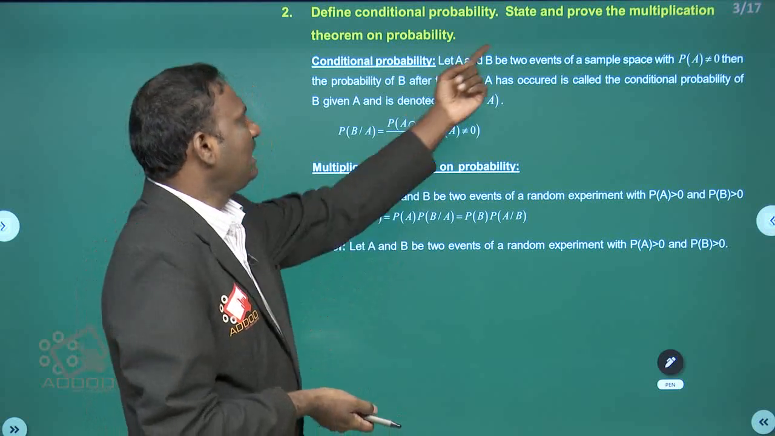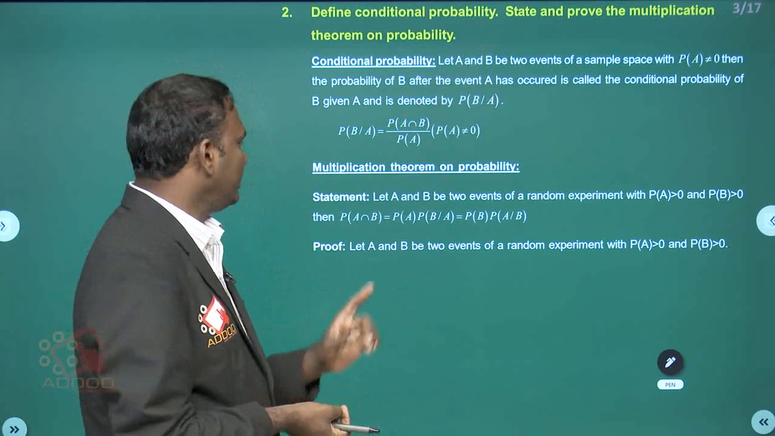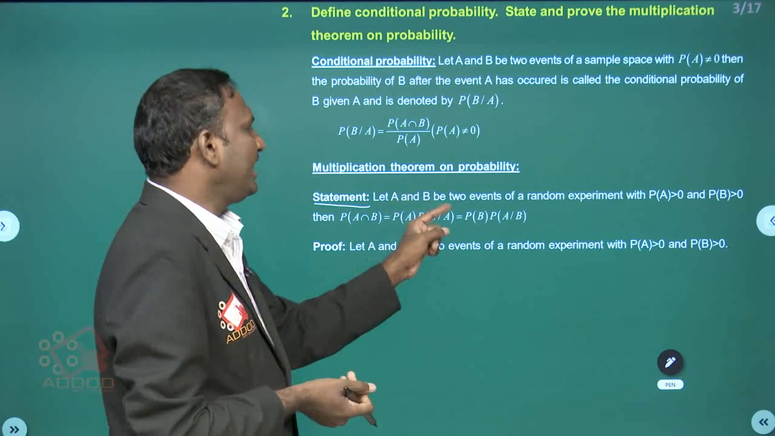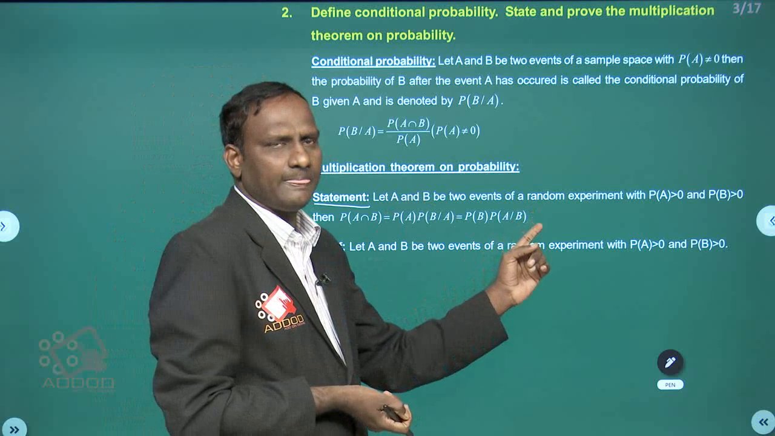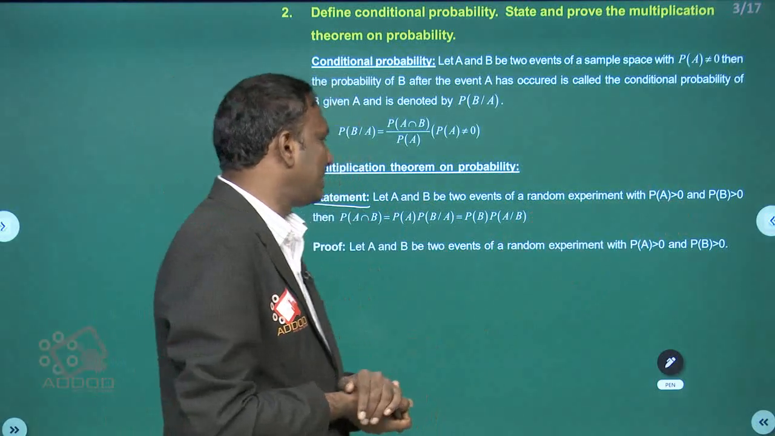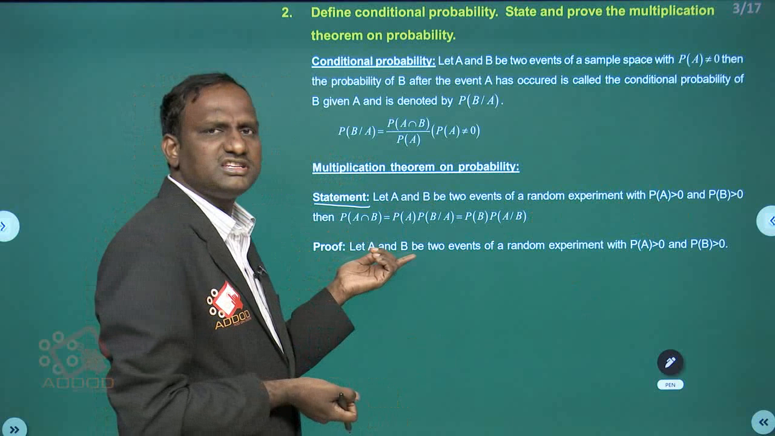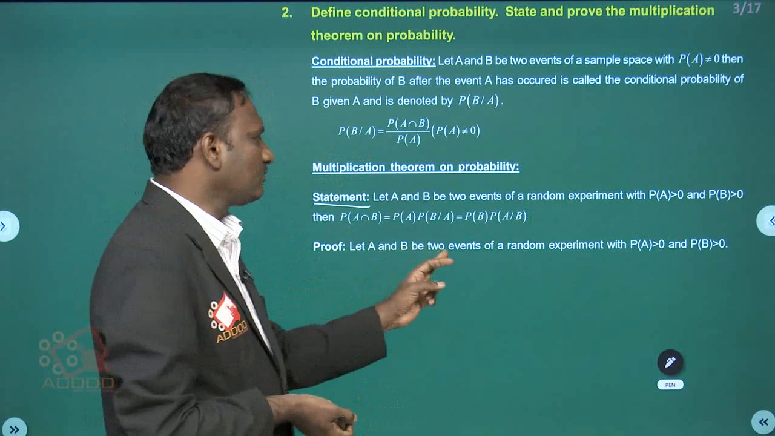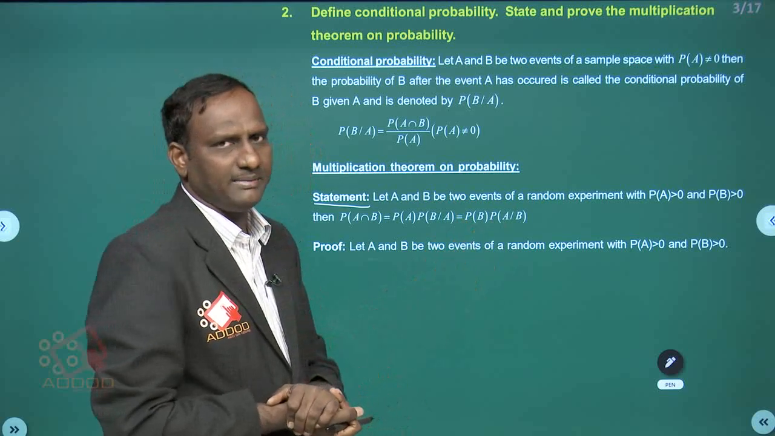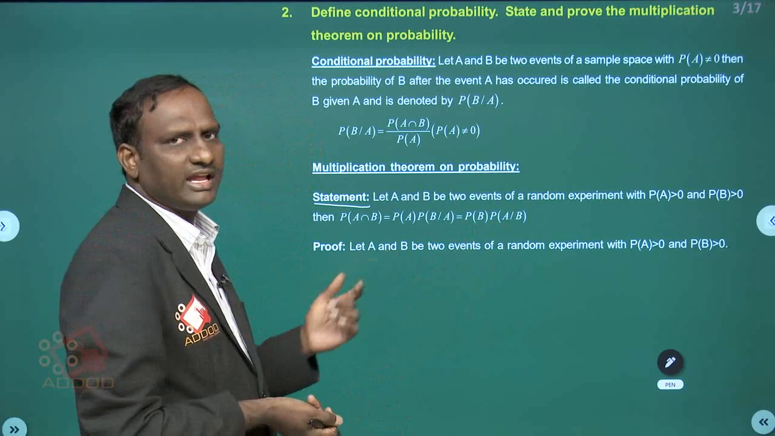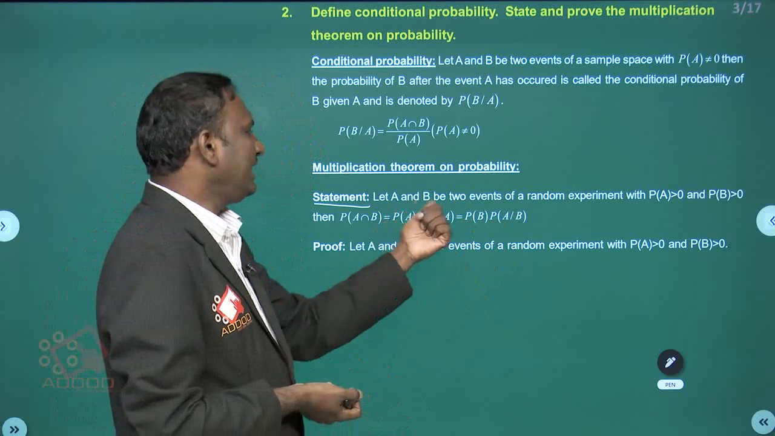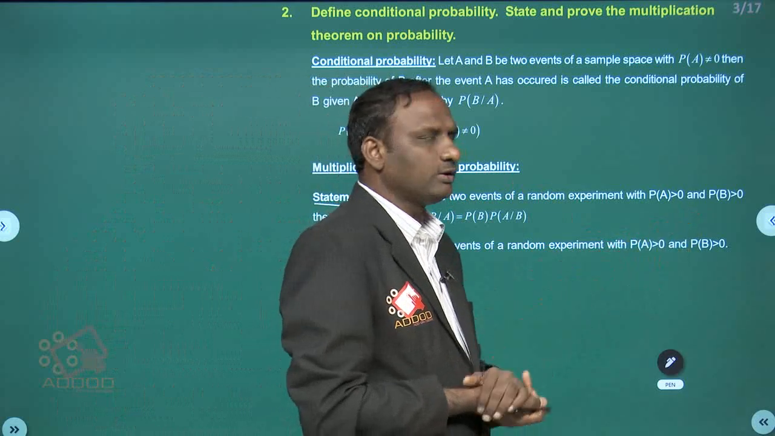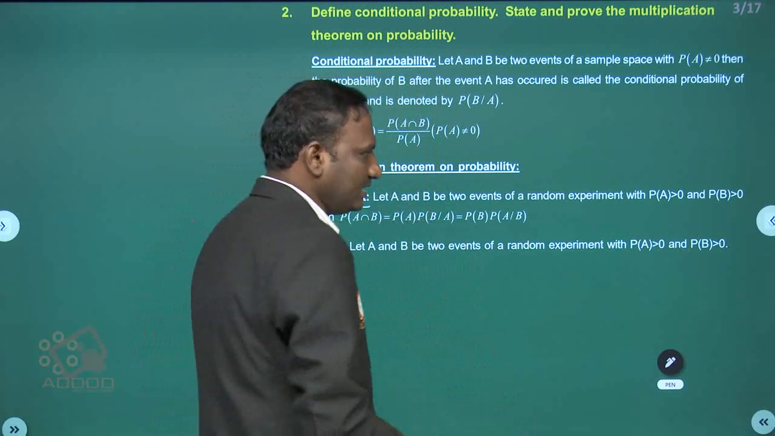Now coming to the multiplication theorem statement. Let A and B be two events of a random experiment, with P of A greater than 0 and P of B greater than 0. Then P of A intersection B is equal to P of A into P of B divides A, which is equal to P of B into P of A divides B. So in this condition, we are taking the proof. Proof: let A and B be two events of a random experiment with P of A greater than 0 and P of B greater than 0.